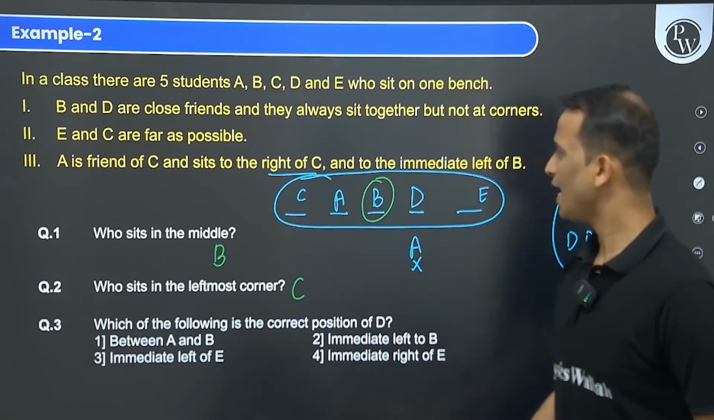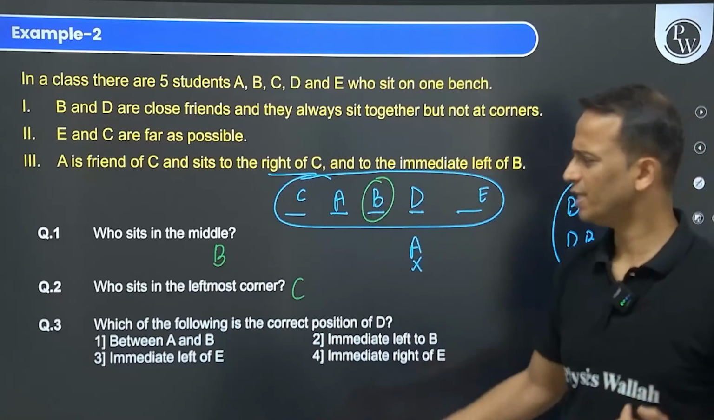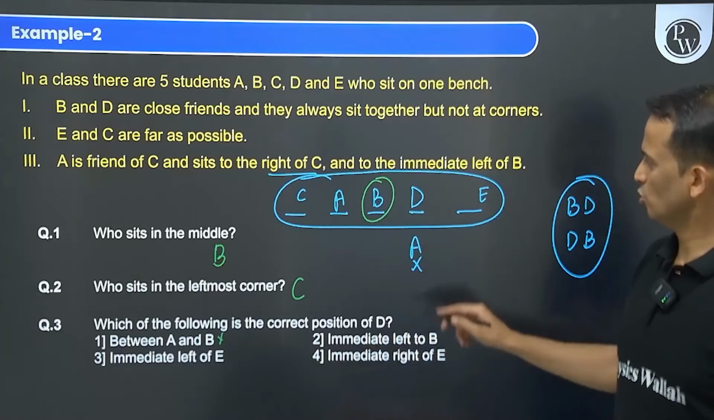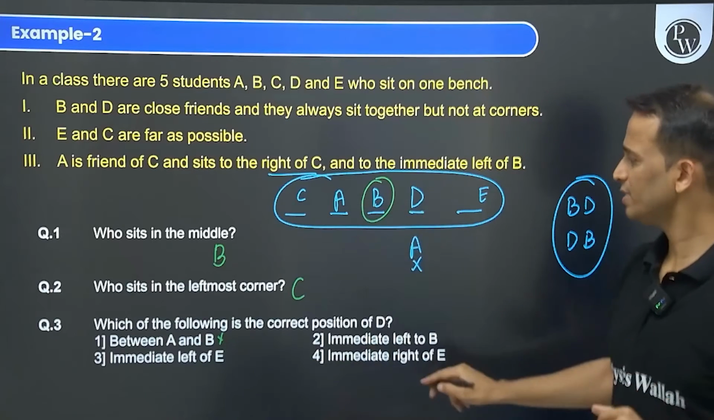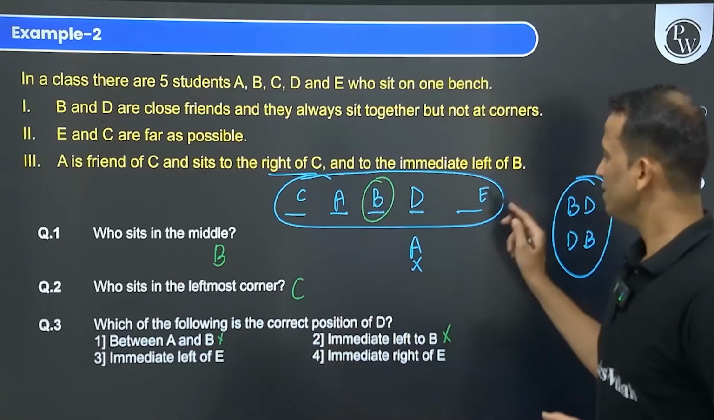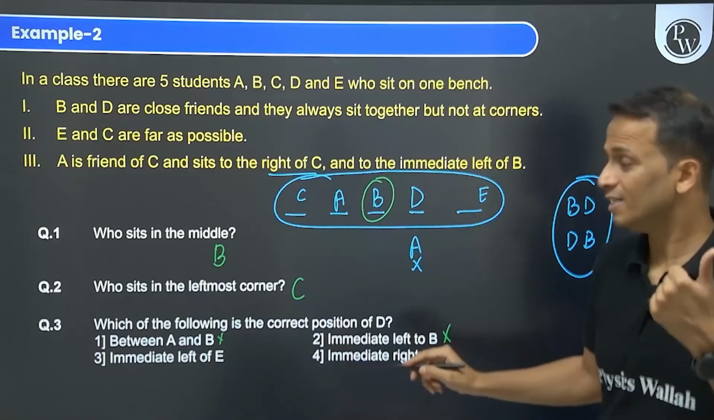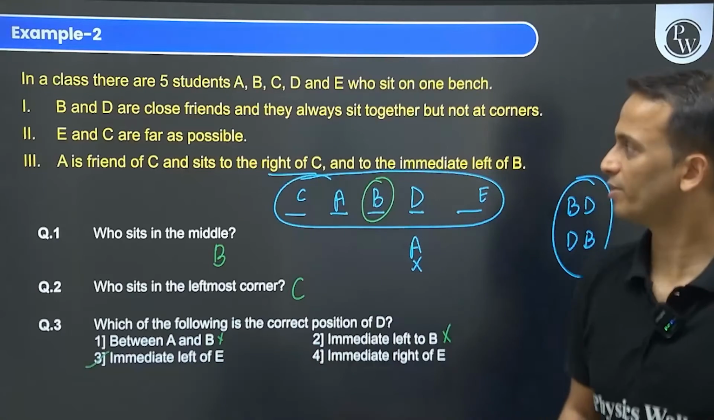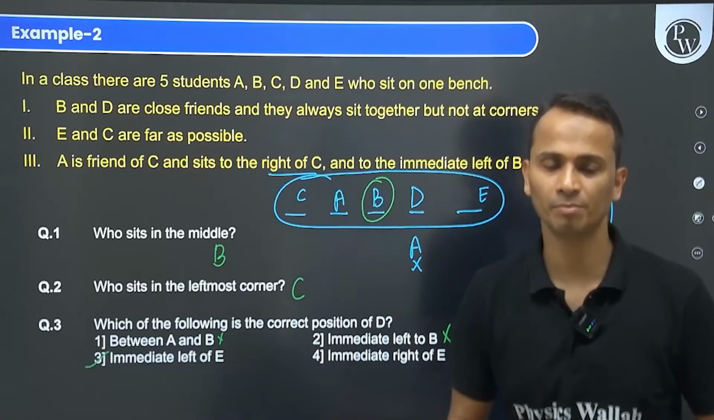Is it between A and B? Between A and B is not possible. There is no one immediate left of B. So immediate left of B, no, it is A. Wrong. Immediate left of E. Immediate left of E is D. Yes. So the third option is the correct option. All right. That's it. This was example number 2.